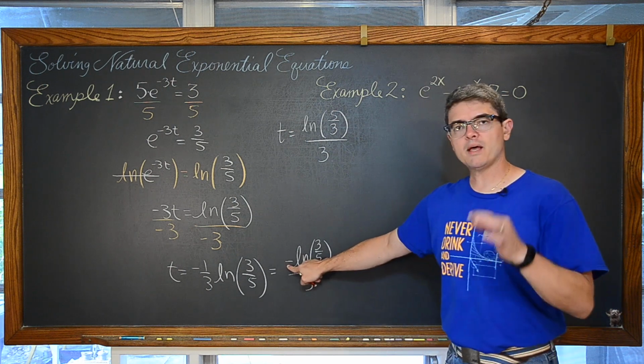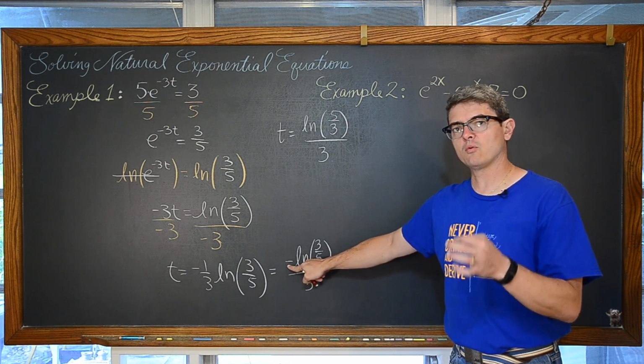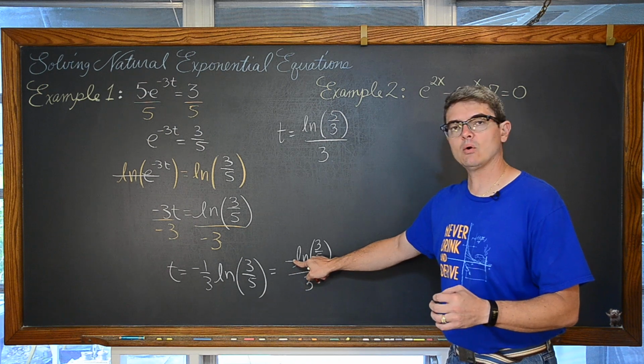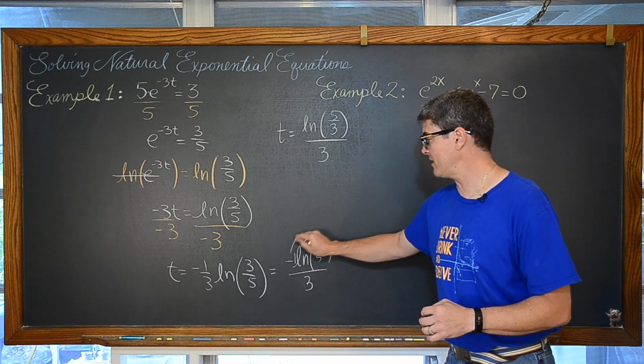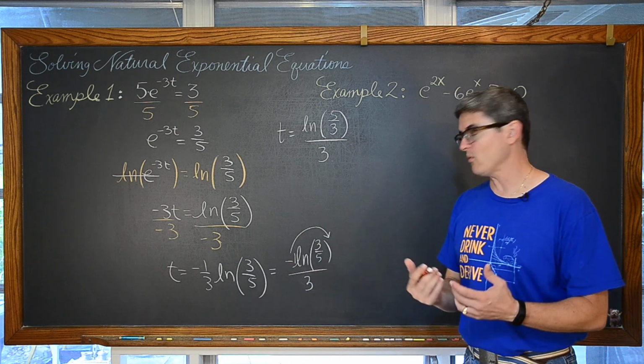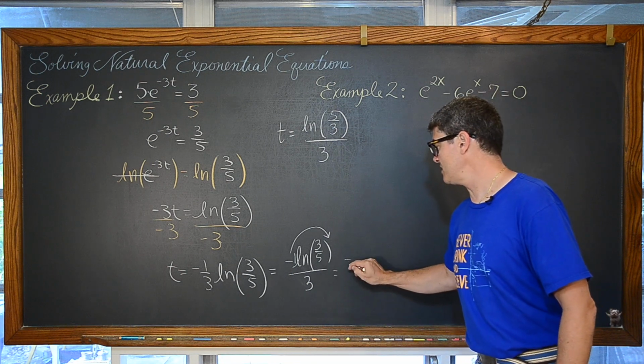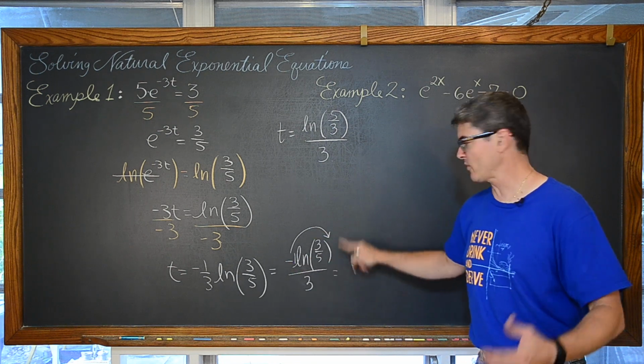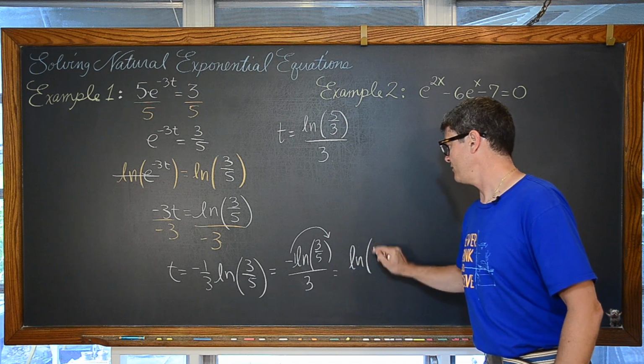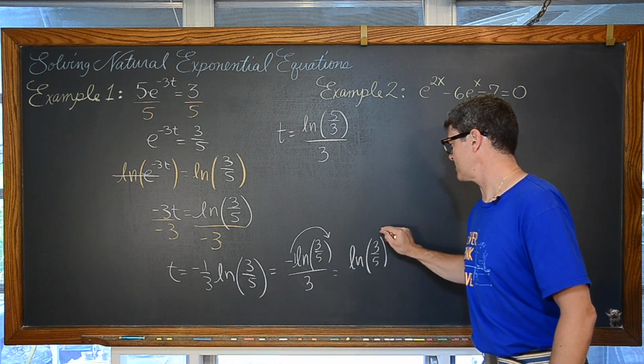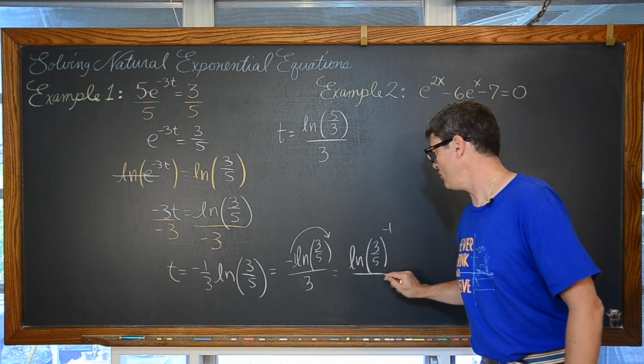And now, with that power rule that we have for logarithms, we can take that coefficient of negative 1 and move it up as a power. We're going to have natural log of 3/5 to the negative 1 power, over 3.